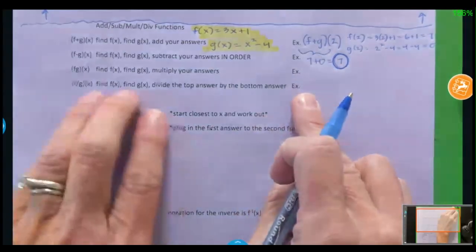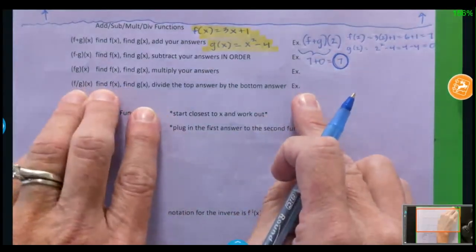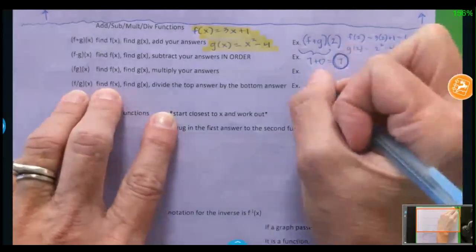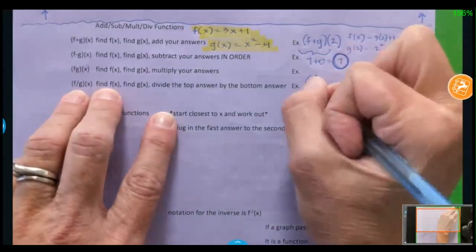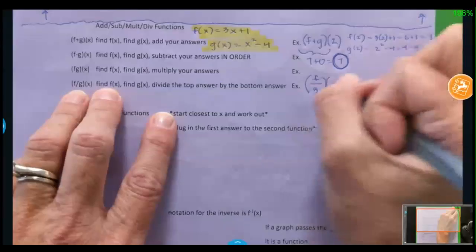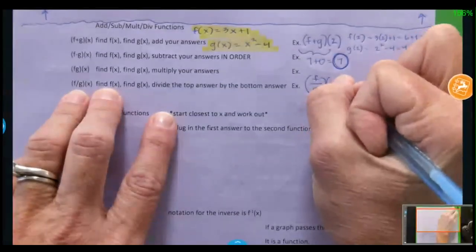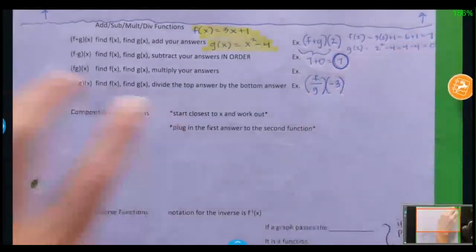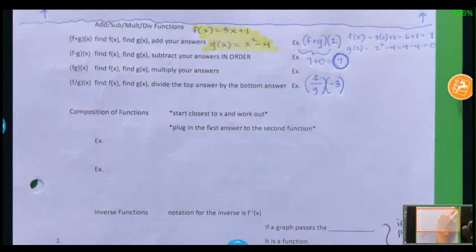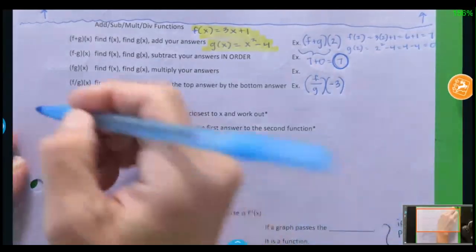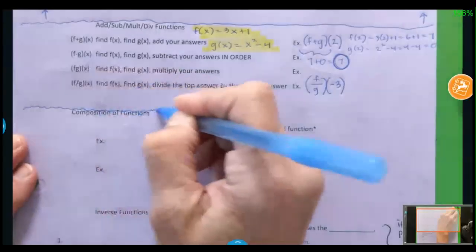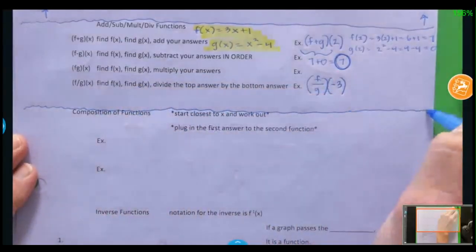We'll just do one more here. Let's do an f divided by g. So let's do f divided by g of negative 3. F divided by g. This is the only other example I'm going to do here. So let's try to keep it within this line.